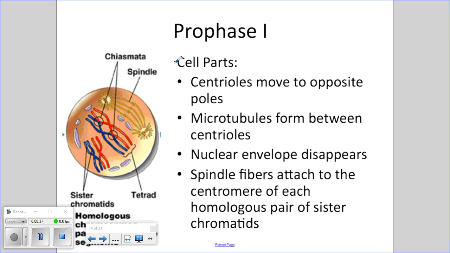In prophase 1, we'll have a look at the cell parts involved. There are the centrioles that will start to move to the opposite poles of the cells. You get microtubules that form between the centrioles. The nuclear envelope will start to disappear, and the spindle fibers will attach to the centromere of each homologous pair of sister chromatids, meaning that you'll only get one spindle fiber that just attaches to each homologous chromosome. So the homologous chromosomes will separate in this manner.